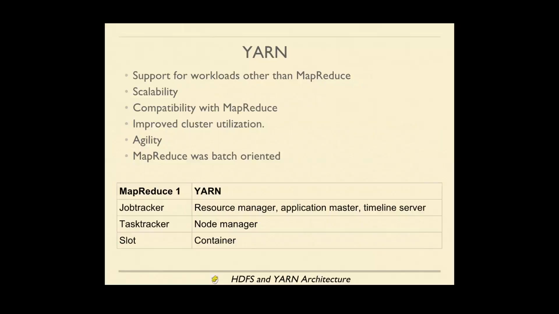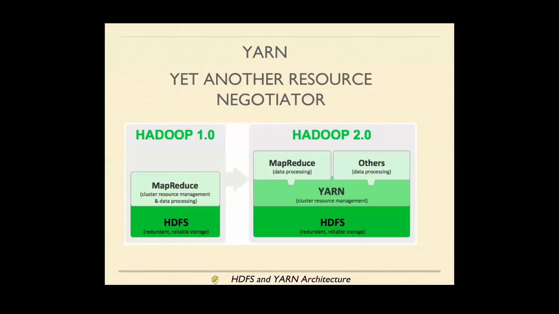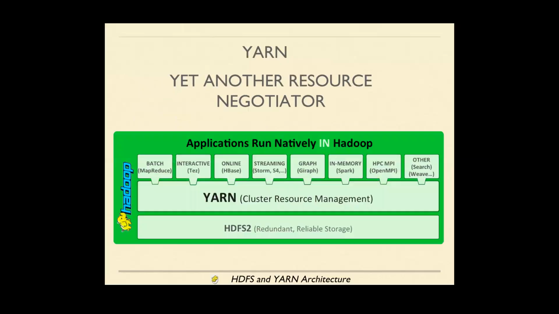So support for workloads other than MapReduce, right? Scalability, right? Scalability was another important criterion. Scalability as in, if we need to add more nodes, it should be easier. So those kinds of features were added in Yarn. Okay, so MapReduce 1.0 did not have Yarn. Yarn was basically part of MapReduce 1.0 itself.